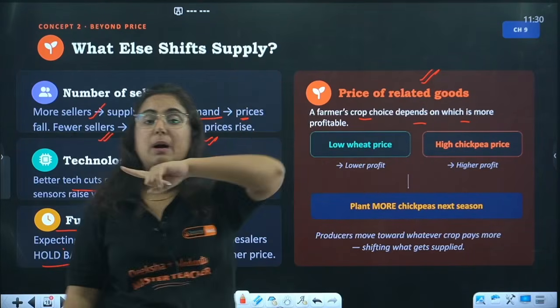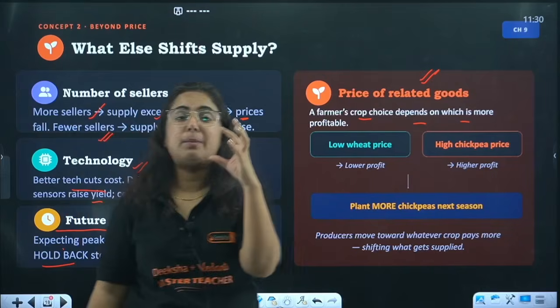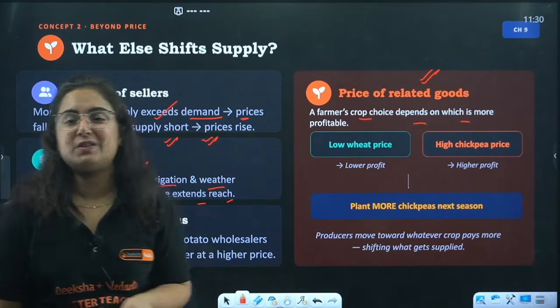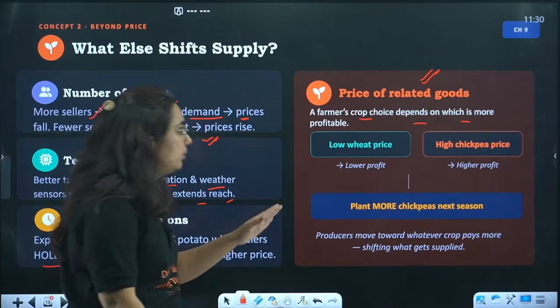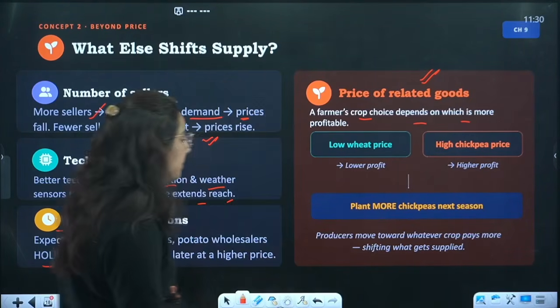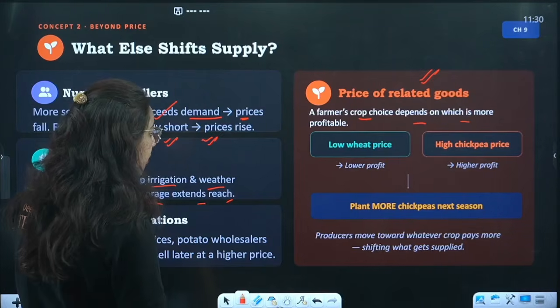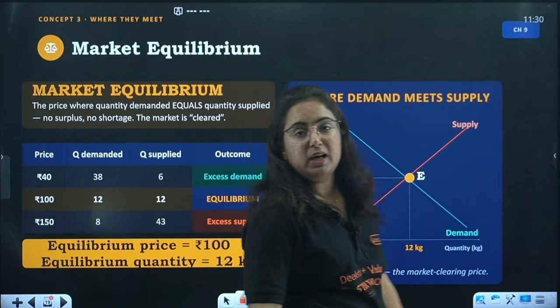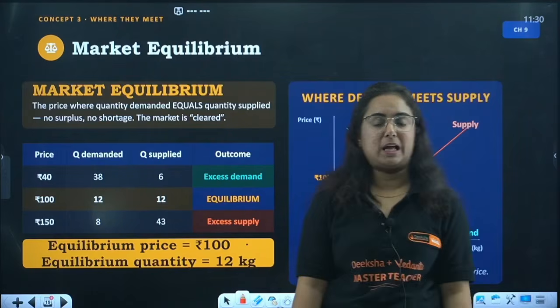Right now I'm talking about supply. You will make the product in which you get more profit, for obvious reasons. Plant more chickpea next season. So producers move towards where the crop pays more, shifting what gets supplied. Okay, got it, beta? Is it clear to everyone now what is demand and what is supply?